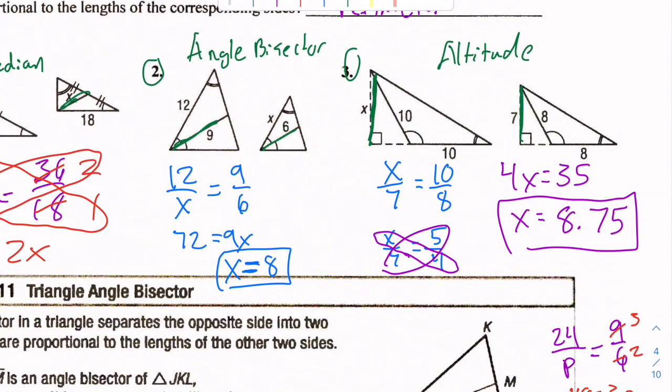Alright, check your answers real quick. Okay, I did 12 over x, and then 9 over 6, x equals 8. Real fun fact here, real fun fact.